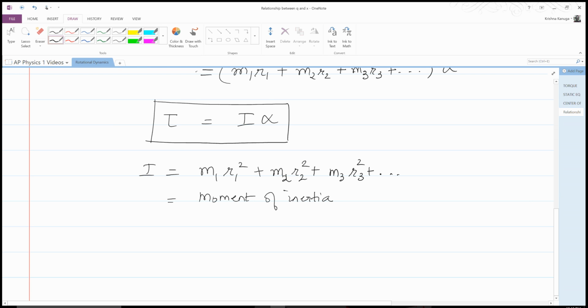Okay, so in the next video, we'll look at some simple cases of trying to calculate the moments of inertia, and then we'll see how the moment of inertia depends on the axis. If you look at this expression right away, you know that if instead of choosing the origin, we chose any other point, then the distances of each of the particles from that point will be different, and therefore this I will change. So depending on the axis, the moment of inertia will change. Okay, so in the next video we'll look at that.